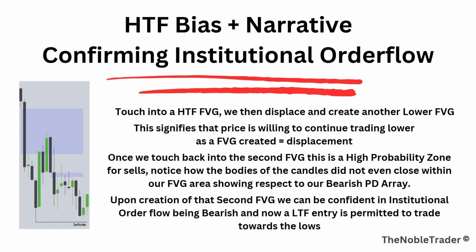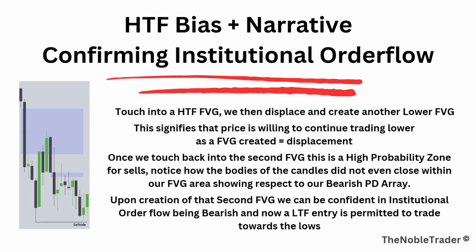We can see in this image that price has left a large inefficiency in price. Once price touches into this higher time frame FVG, and respects CE, there will be more on this later, we displace lower, creating another FVG in price. This gives us our framework and a higher confirmation that our bearish bias is correct. Once we touch back into the second FVG, this is a high probability zone for sells.